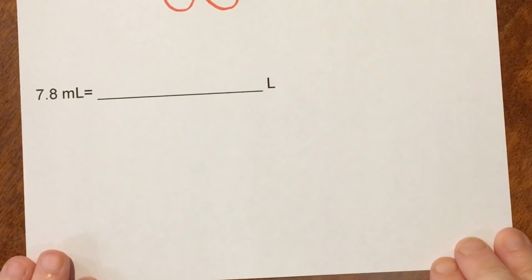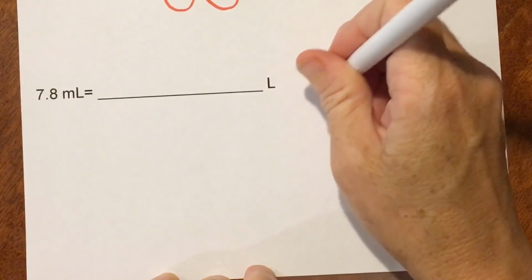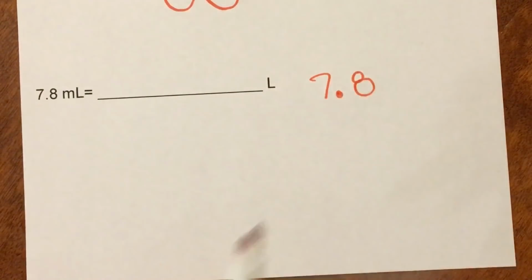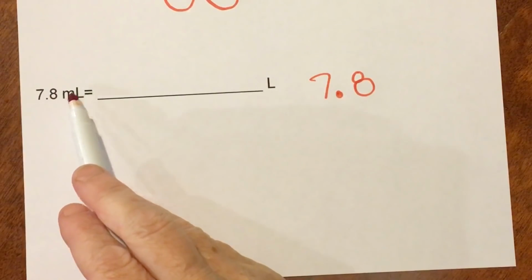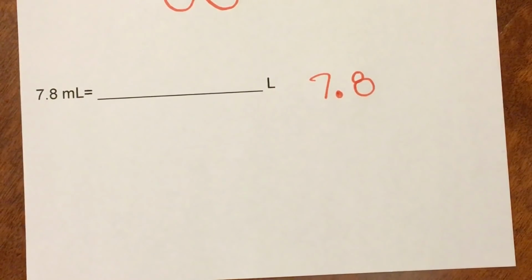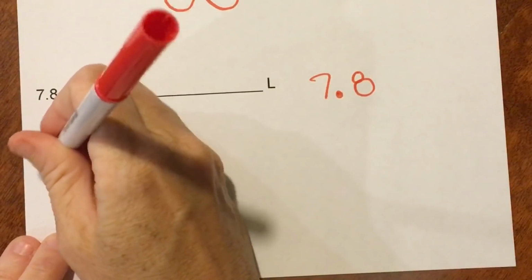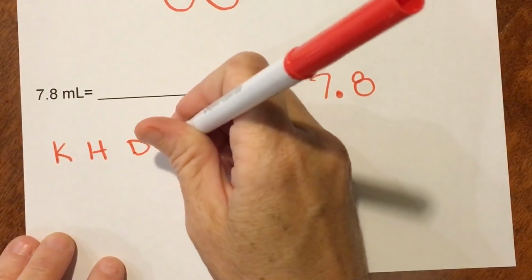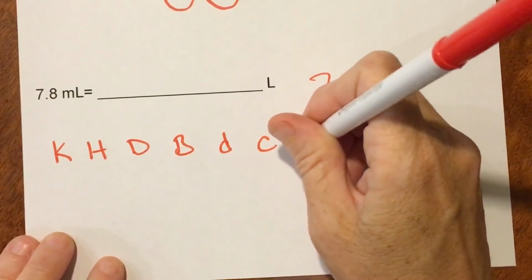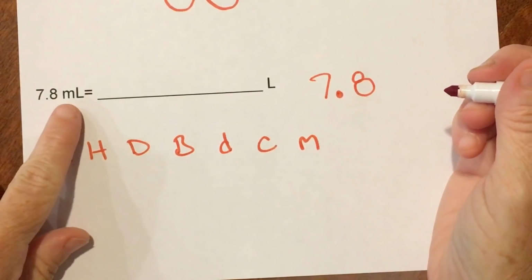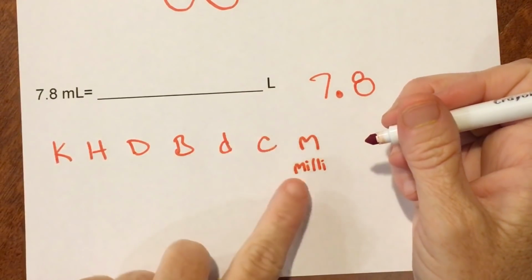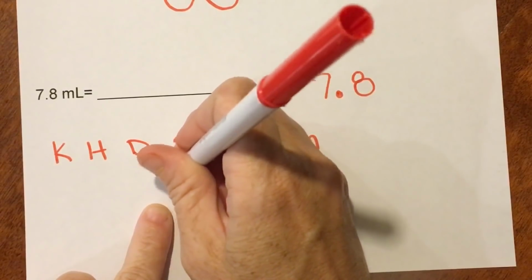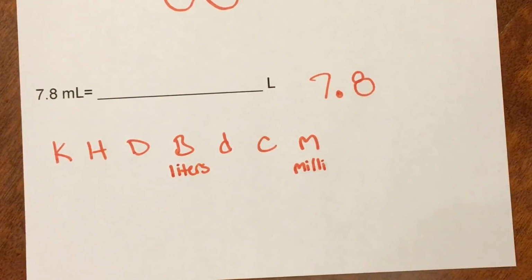Okay, ready? So I'm going to write my number I'm converting. This one already had a decimal. Okay, now I see ml. So this is milliliters and liters. Okay, my next step is, though, King Henry died by drinking chocolate milk. Okay, so I'm dealing with milli, and I'm dealing with liters. Liters is a base measurement.